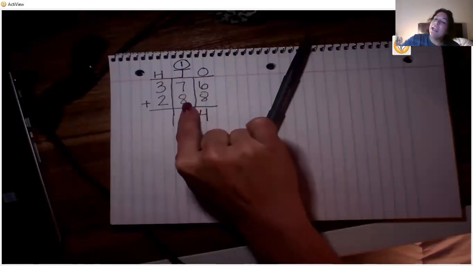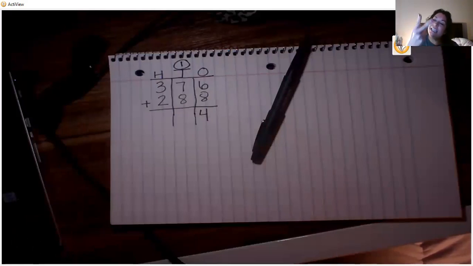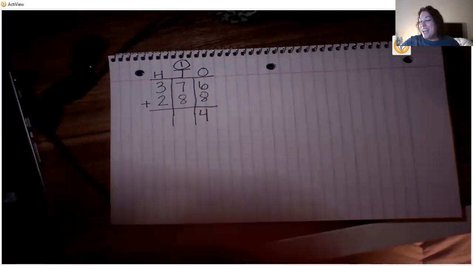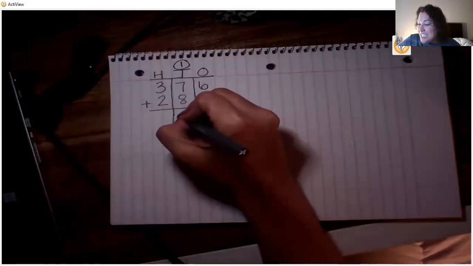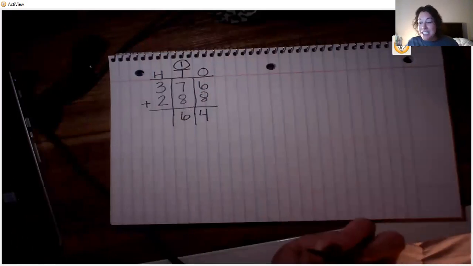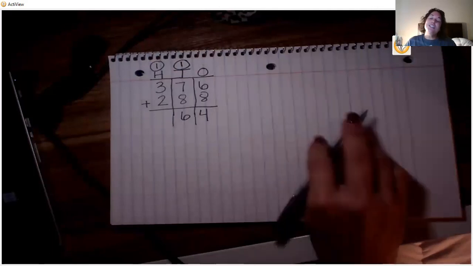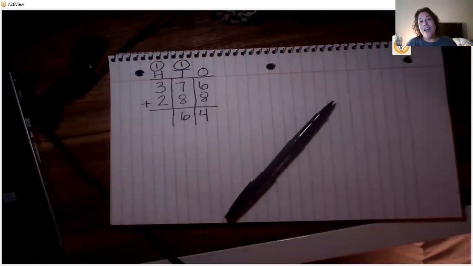So I'm going to grab my 8, 8, 9, 10, 11, 12, 13, 14, 15, that's adding 7, and 1 more makes 16. And y'all ignore Miss Austin's nails right now because they're not looking so great. But I'm going to take that 16, I'm going to put that 6 in the tens place, and I'm going to bring that 1 over to the hundreds place.